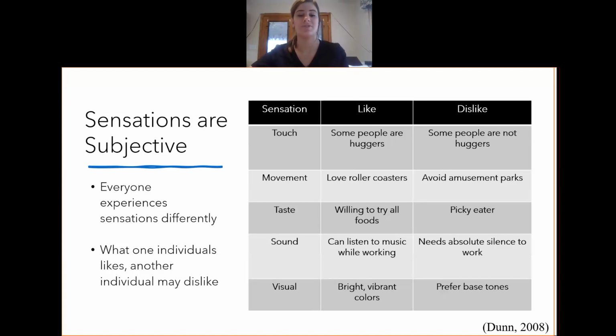Some people love all different kinds of foods, all the spices, and are willing to try new things, where some people are more selective and limited in what they will eat. Some people can listen to music and work, and some people need to be completely silent to be productive. Some people love environments that have bright and multiple colors, and some individuals may create an environment that only uses a few colors with low tones.